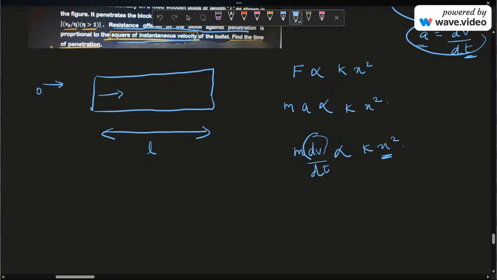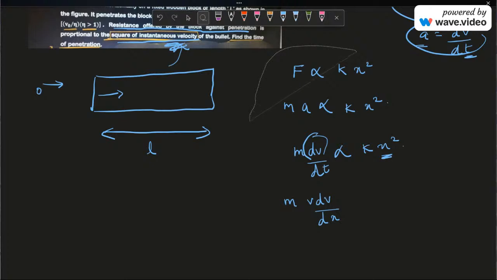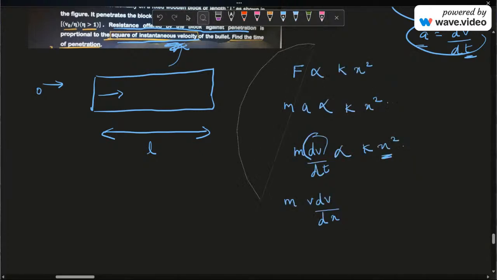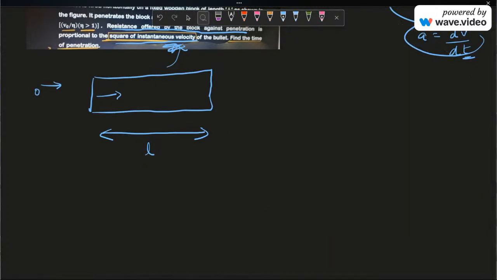We will use v dv by dx. M into v dv by dx. Oh, it was the square of instantaneous velocity. So yeah, I have written it wrong here. It was the square of instantaneous velocity. Now F is directly proportional to k times v square.